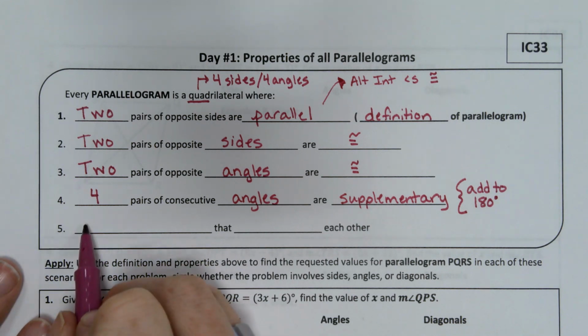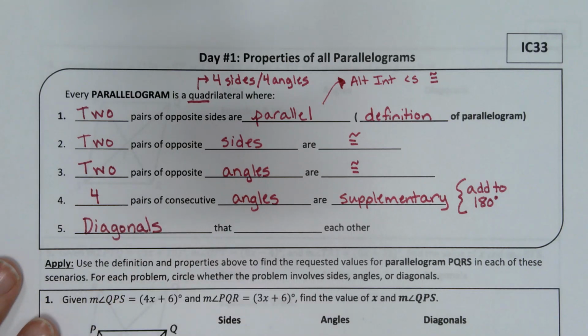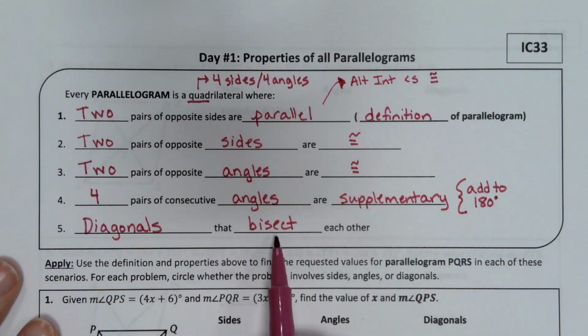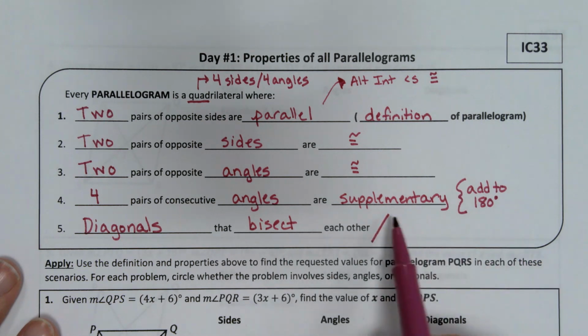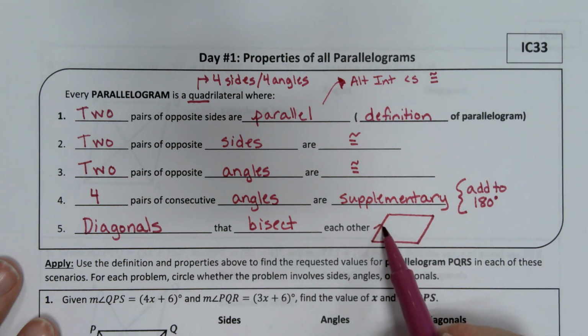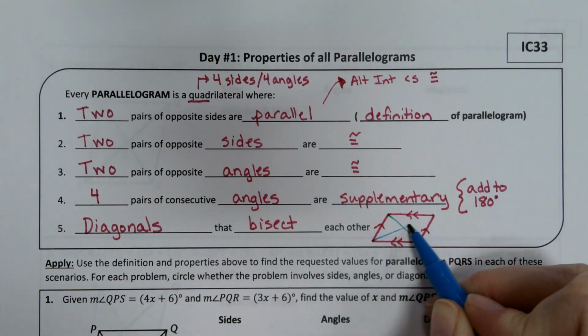And then last but not least, another property of parallelograms is that the diagonals of the shape bisect each other. Now, this is a new use of the word bisect. So I'm going to draw a little picture here of a parallelogram. We need to draw it so that it looks like it has 2 pairs of opposite sides parallel. So they'd have the little flags to show that they're parallel. So that's a parallelogram. The diagonals cross through the middle of that shape from opposite corner to opposite corner. So that would be one diagonal, and then this would be the other diagonal.